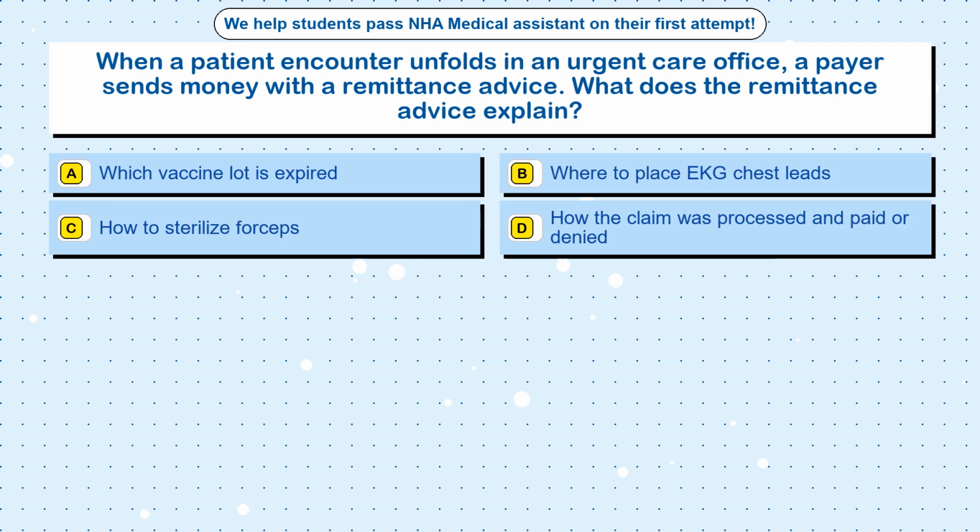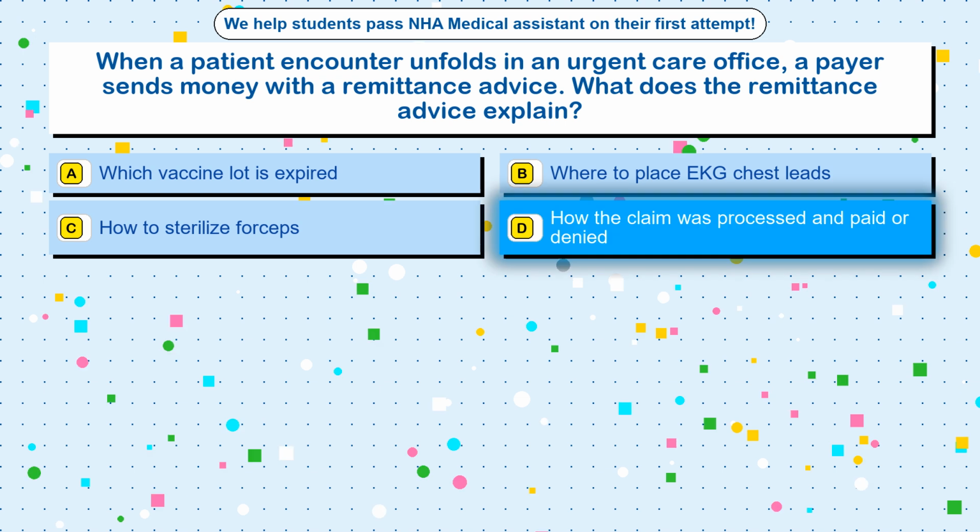Question 83. When a patient encounter unfolds in an urgent care office, a payer sends money with a remittance advice. What does the remittance advice explain? Option A. Which vaccine lot is expired? Option B. Where to place EKG chest leads. Option C. How to sterilize forceps. Option D. How the claim was processed and paid or denied.